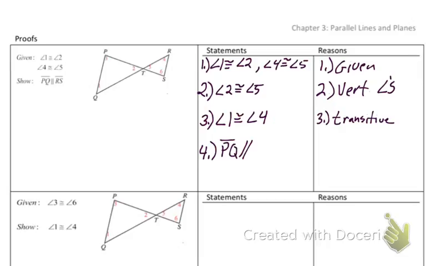Wait, what about 3 and 6? Why do I care about 3 and 6? I thought we were supposed to do that. If you look at theorem 3.5, all it says is you just need to show one pair of alternate interior angles are congruent, and then they're parallel. Did I show one pair of alternate interior angles are congruent? Do I need to show another pair? No. You could, but it'd be a whole bunch of extra work.